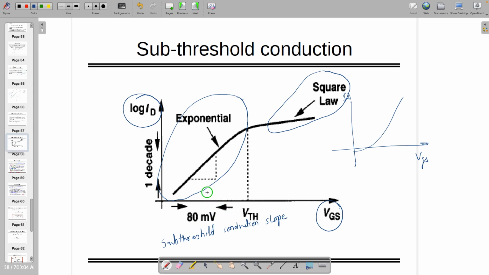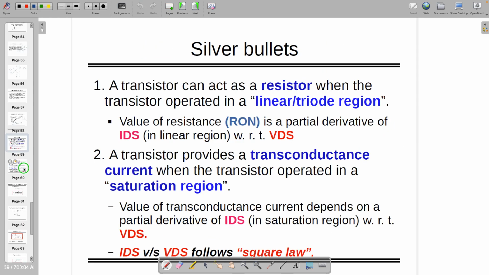Generally, this is the number given for some bigger technology node, something like 180 nanometer or maybe a little bit bigger than that. Anyway, now this is the summary of what exactly we have studied till now.